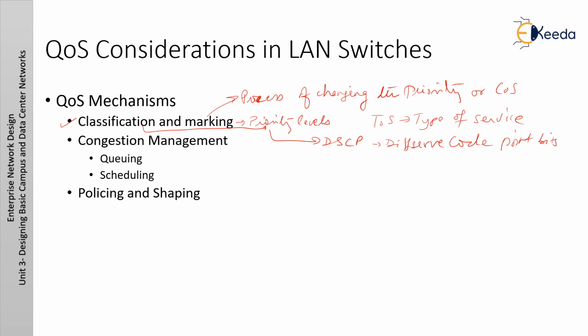In contrast with DiffServ, each packet is marked as it enters the network based on the type of traffic that it contains. The network device then use this marking to determine how to handle the packet as it travels through the network. The DSCP bits are used to implement the DiffServ model. Next is congestion management, using queuing and using scheduling.